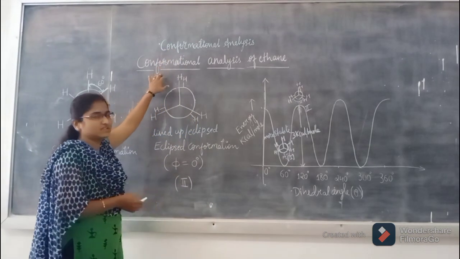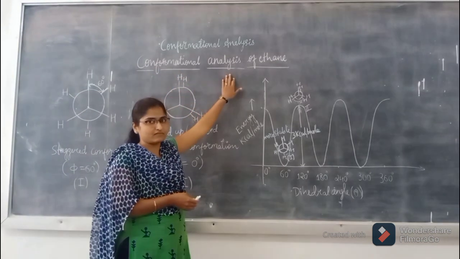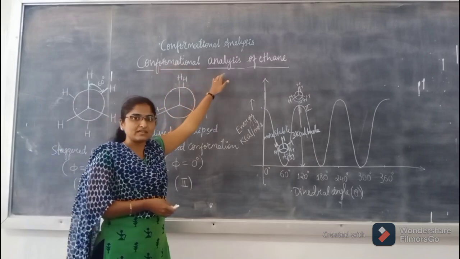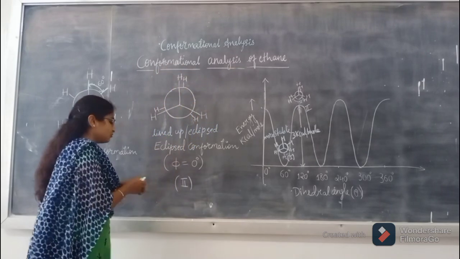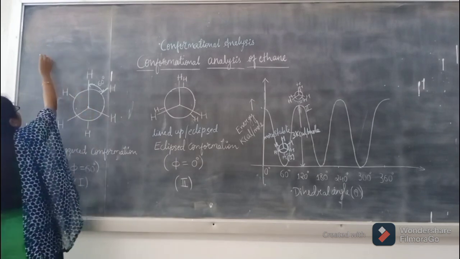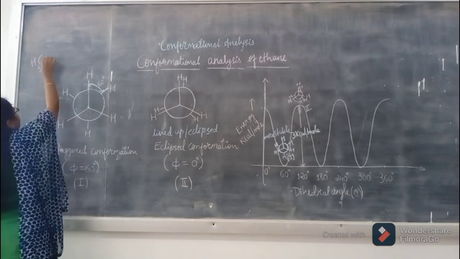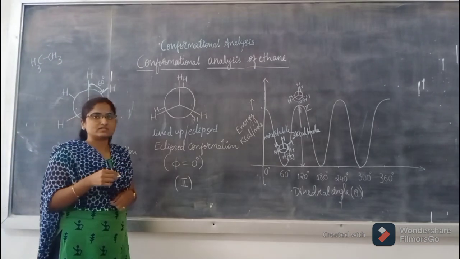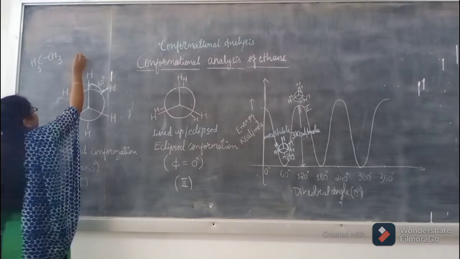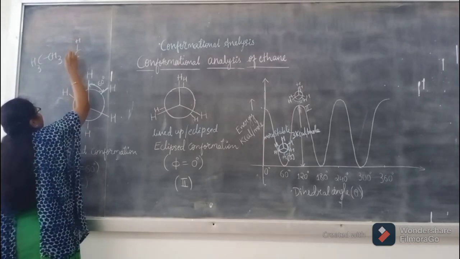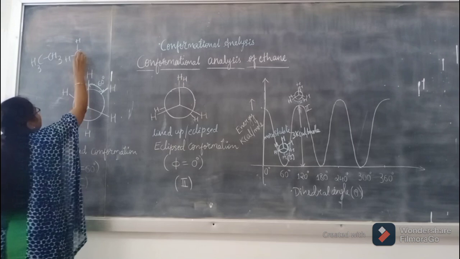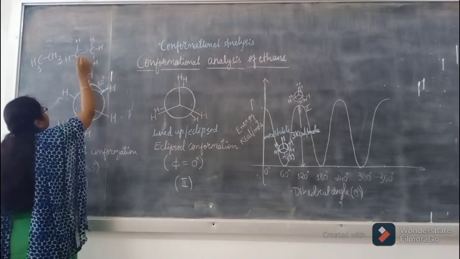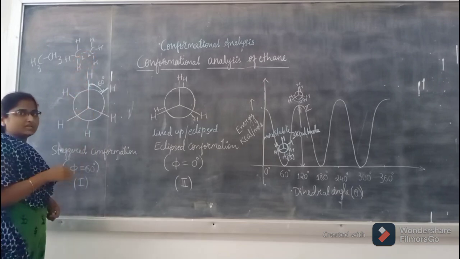Here we will first study the conformational analysis of ethane. The first molecule we are taking as an example is ethane. We know that the formula for ethane is CH3CH3, that is C2H6. How can you represent this? That is two carbon atoms with 6 hydrogen atoms. You have the first carbon atom with 3 hydrogen atoms and the second carbon atom with 3 hydrogen atoms.